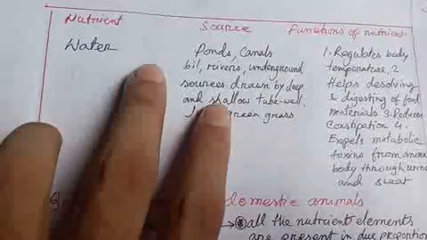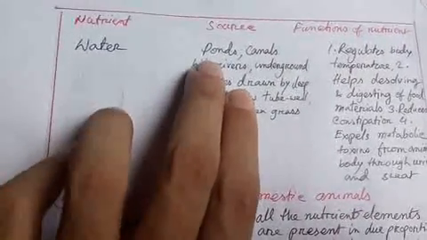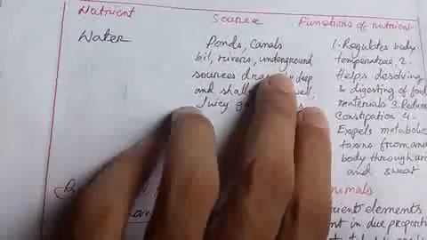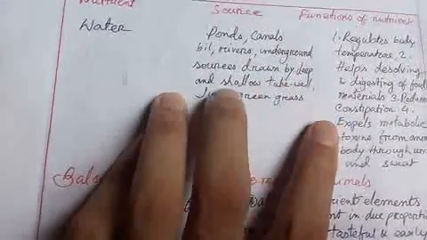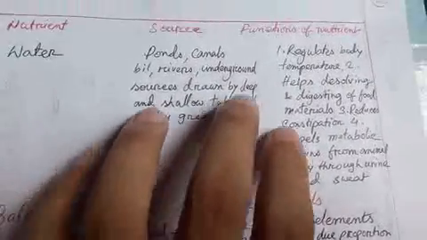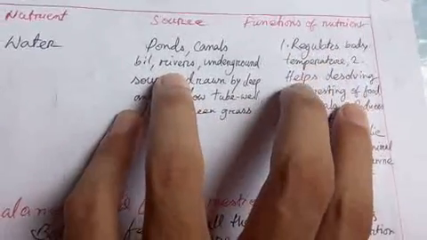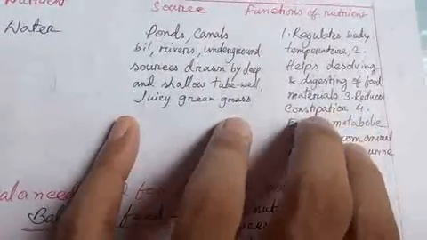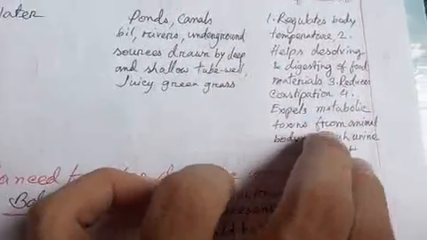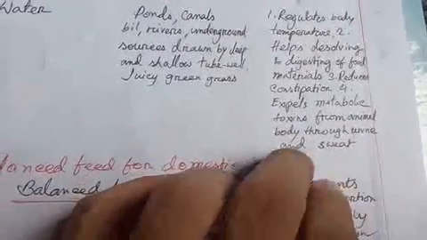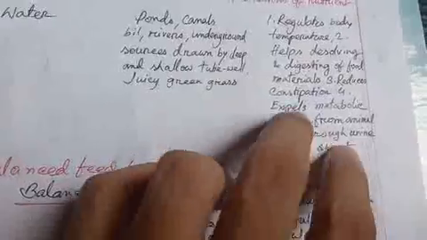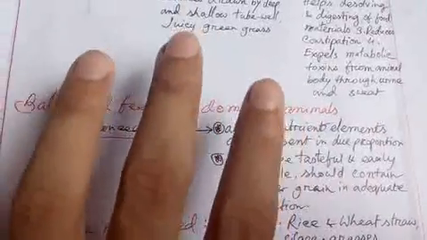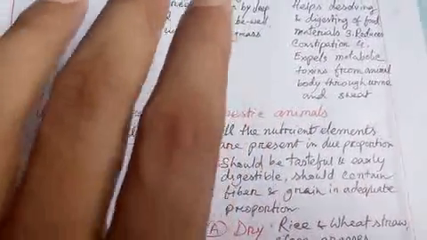Water is life. So water is definitely needed for animals. So from where can they get it? From ponds, canals, rivers, underground sources drawn by deep and shallow tubewell and juicy green grass. Okay, what are the functions? It regulates body temperature, helps dissolving and digesting of food materials, reduces constipation, expels metabolic toxins from the animal body through urine and sweat. The poisonous things from the body, toxins. Okay, this is all about the nutrients, that is sources and functions.